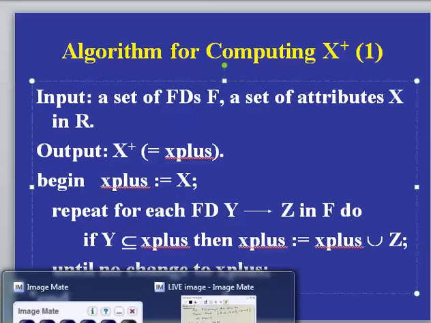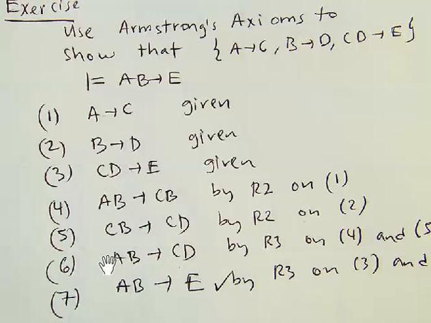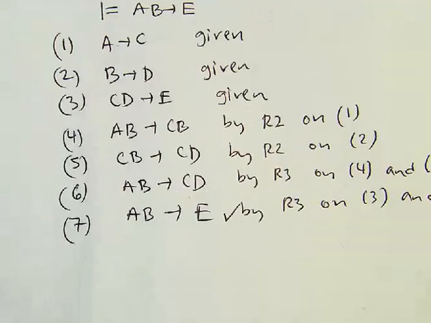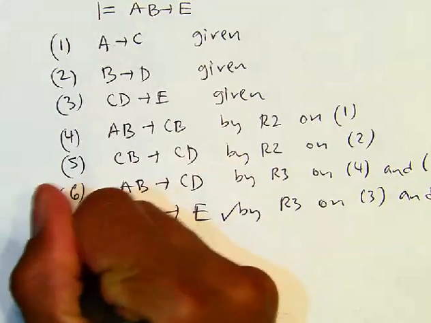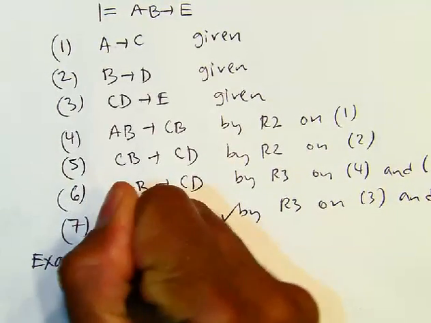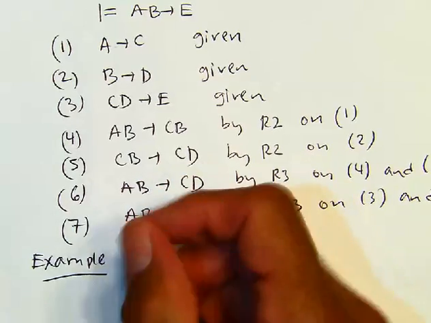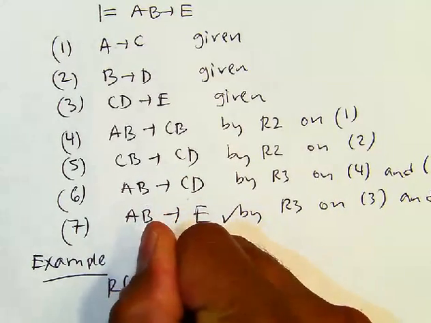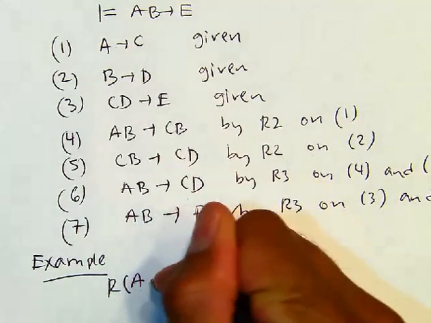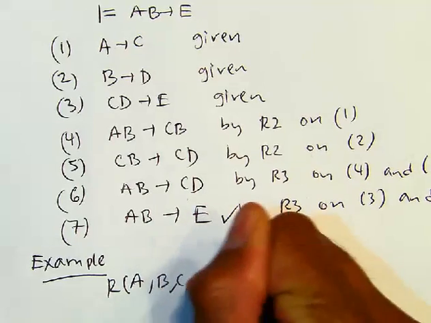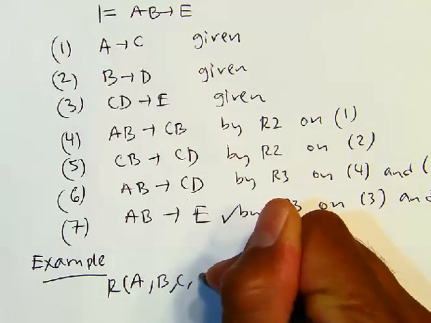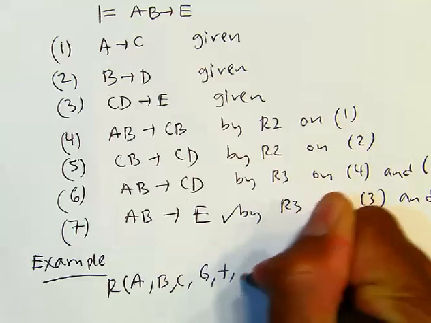So let's do that. And this is the exercise that we're doing. So we have an example in which my relation has the following: A, B, C, G, H, and I.